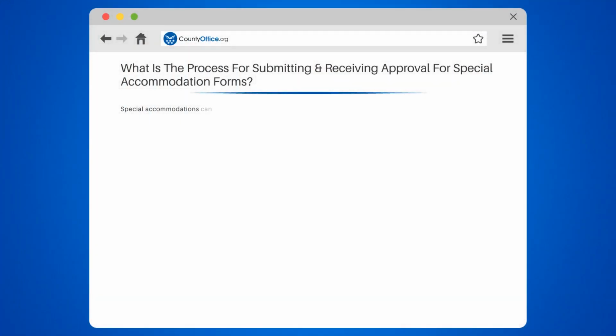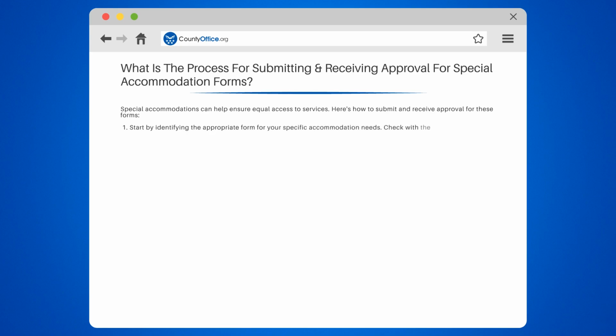What is the process for submitting and receiving approval for special accommodation forms? Special accommodations can help ensure equal access to services. Here's how to submit and receive approval for these forms. 1. Start by identifying the appropriate form for your specific accommodation needs. Check with the organization or agency providing the service.